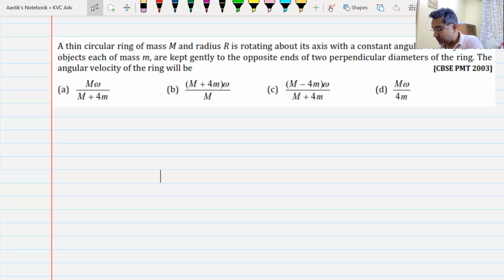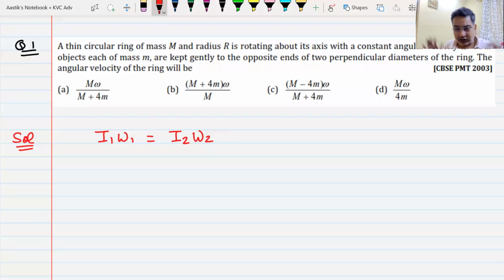So how are you supposed to do this? The only thing you have to understand in this question is that I1 omega 1 equals I2 omega 2. There is no collision. There is a collision, but not the impact kind of collision. Whenever two bodies are kept in contact and interacting with each other, they are actually colliding. But here there are no impulsive forces.